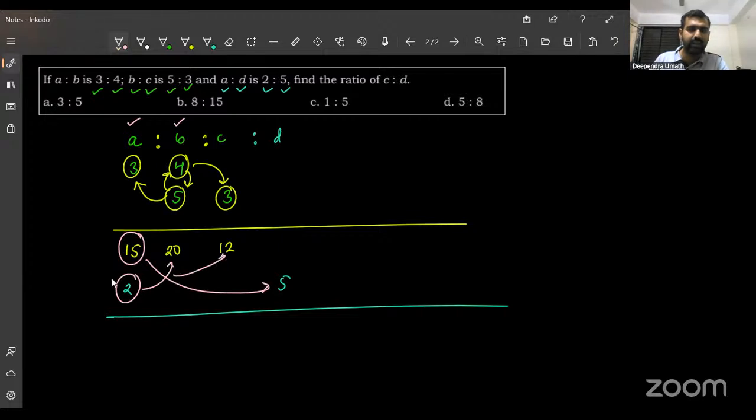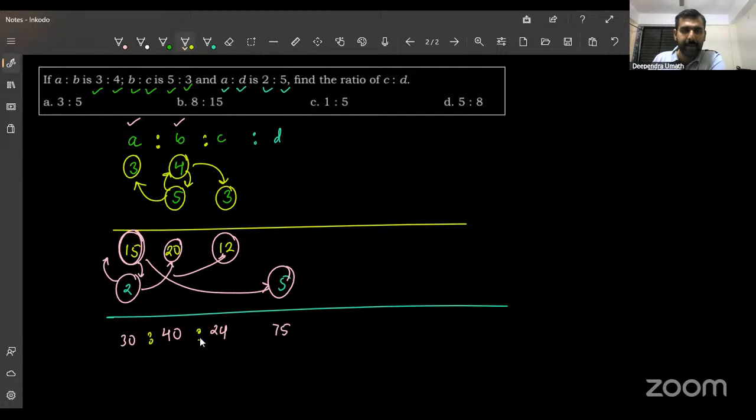So how do I do that? 2 into 15 is 30, or 15 into 2 is 30. Then 2 into 20 is 40, 2 into 12 is 24, and 15 into 5 is 75. So that's the final ratio relationship between A, B, C, and D. However, we were not asked this. We were asked just the relationship between C and D. So the relationship between C and D will be nothing but 24:75, which we have already worked out as 8:15.